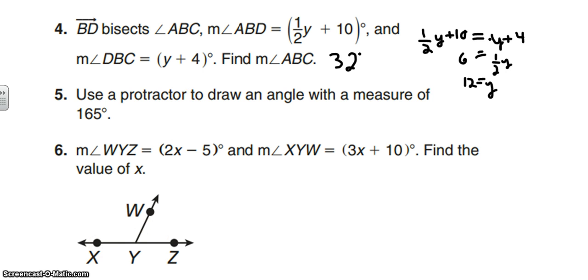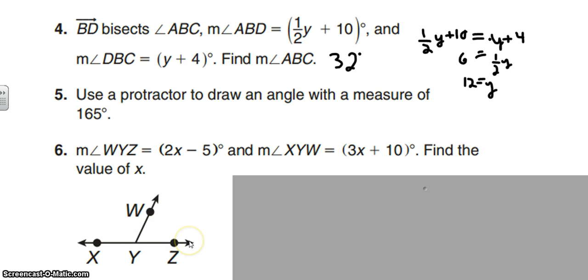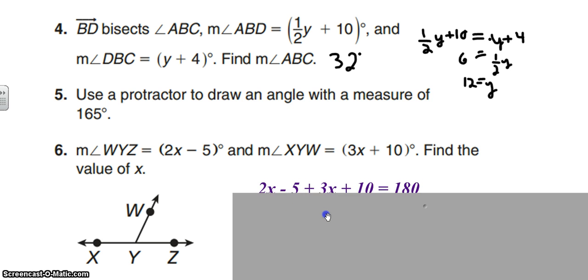And finally number 6, so WYZ and XYW together form a straight angle, right? XYZ, a straight angle, which has how many degrees? That's right, 180. So we can say that the expression for the measure of angle WYZ, which was over here, plus WYX, 2x minus 5 plus 3x plus 10 equals 180 degrees.